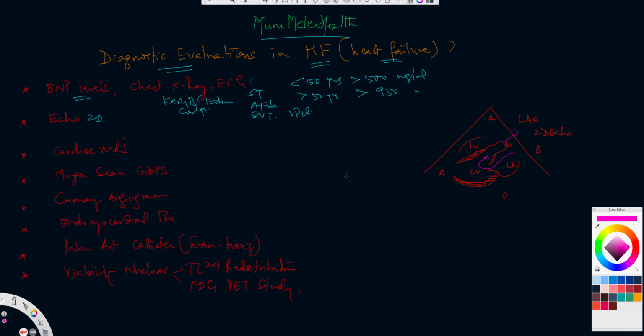So on an echo, one follows the ejection fraction. So it's very important you need to follow the ejection fraction. Normal should be more than 55%. We know that, 50 to 55%. Anything less than 50 is considered borderline, but when you go to 40% or so, less than 40 is considered as heart failure with reduced EF.